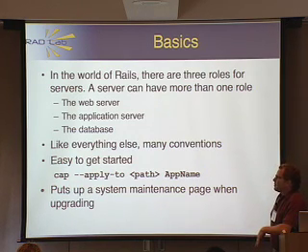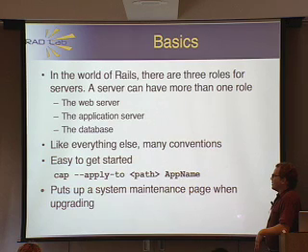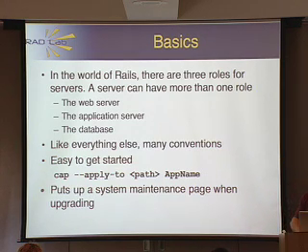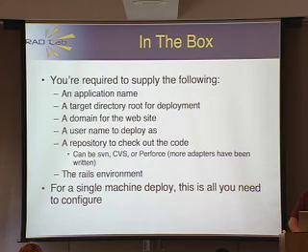So to get started with Capistrano, you just say cap --apply-to, which basically tells it to apply to the current directory, and then you tell it the path wherever that app lives, and then you give it the app name. The last thing it does is, as you're upgrading, it also will put up a page that says system maintenance or something like that. That's all sort of baked in. But basically, to get started, you shoot that out. And what's in the box?